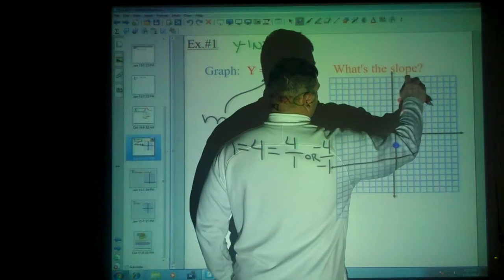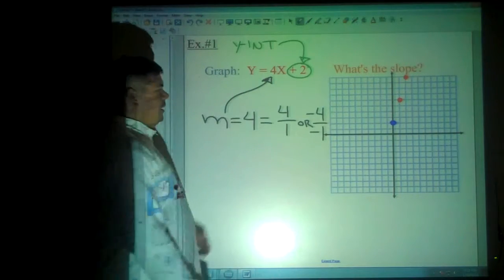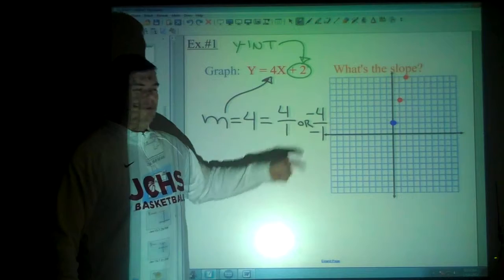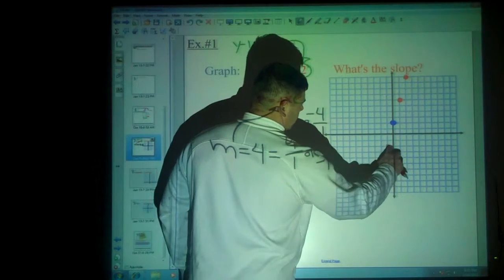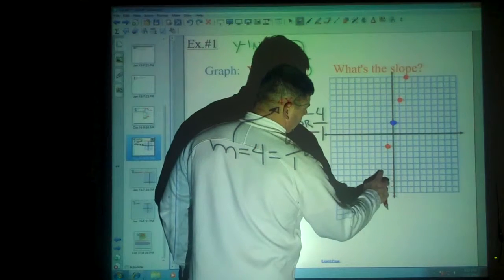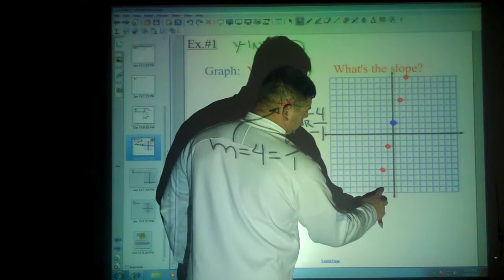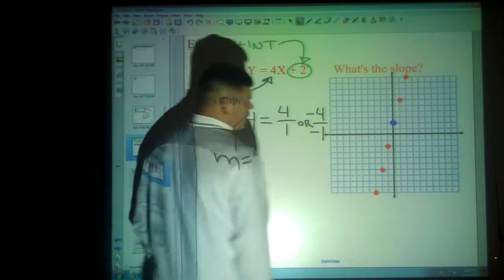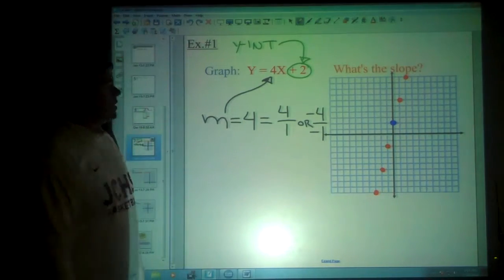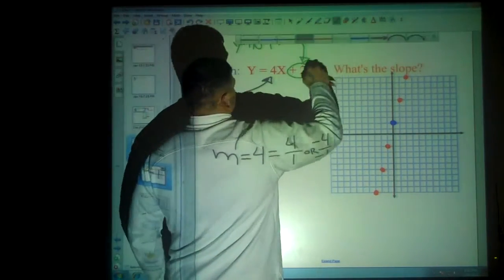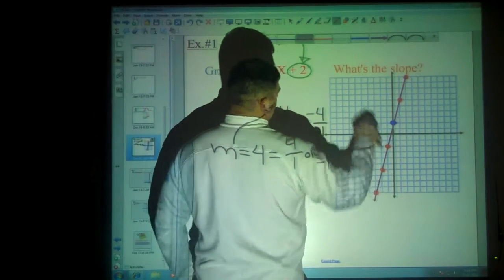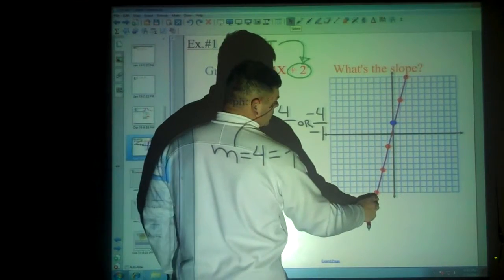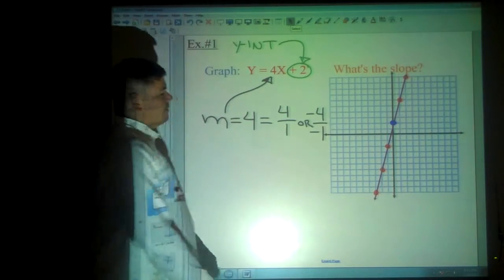1, 2, 3, 4, and right 1. But it also says I can go down 4 and left 1. So 1, 2, 3, 4, and left 1. I can do that numerous times, and hopefully if I've done it correctly, it will produce a nice straight line. If I have not done it right, then it will not make that straight line.